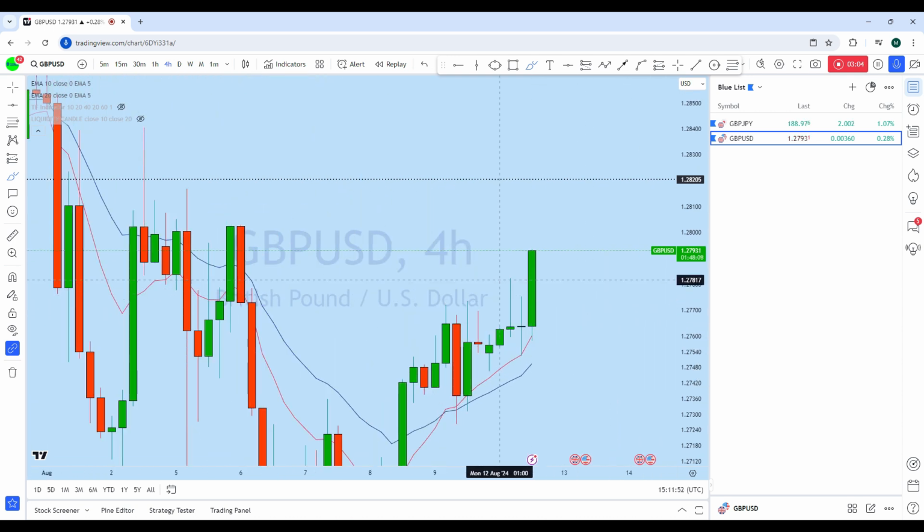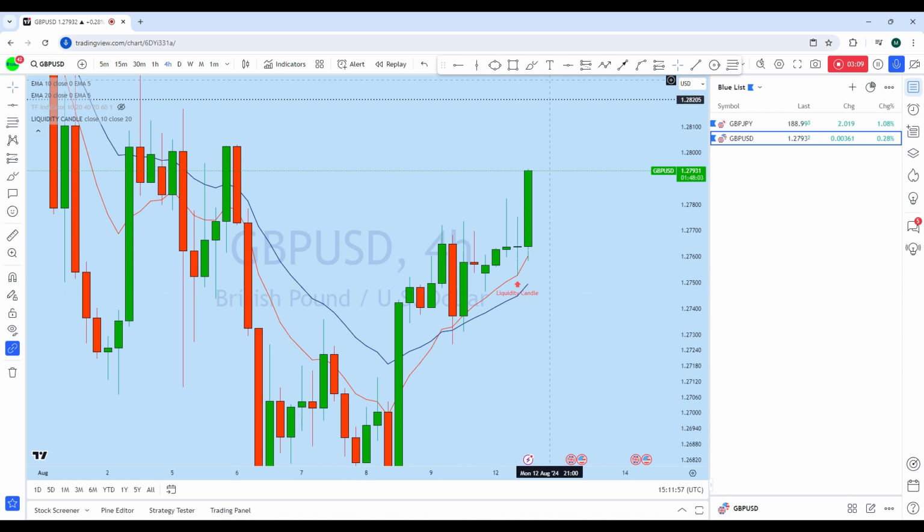From the intraday perspective, from the 4 hour, we can see the previous session there is a narrow doji with a liquidity candle formation.